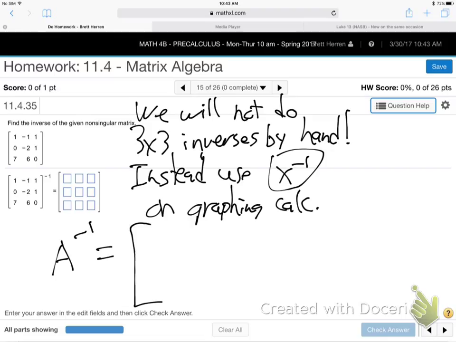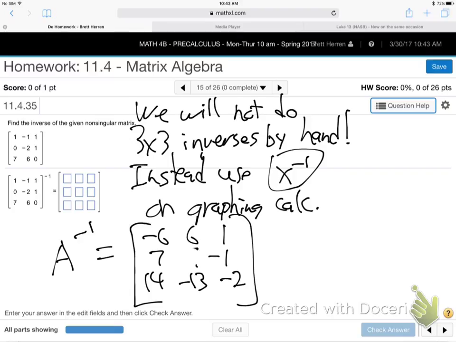-6, 6, 1. You going across? Yeah. Okay. 7, -7, -1. 13, -13, -2. Anybody else getting that? Got it. Same thing? Even the Casio can do it.